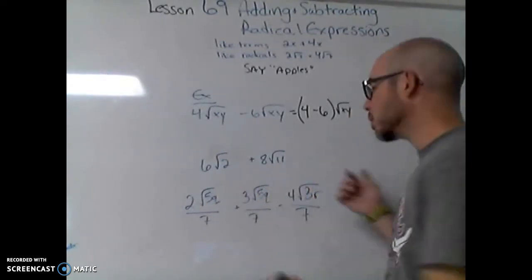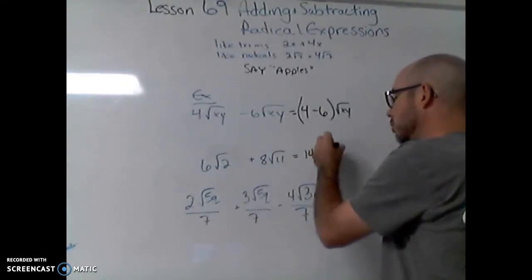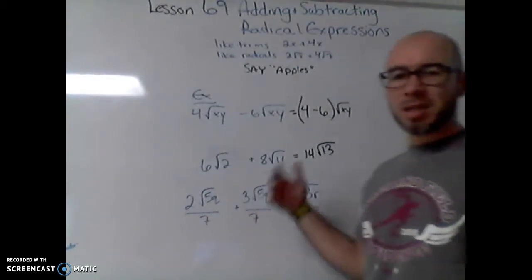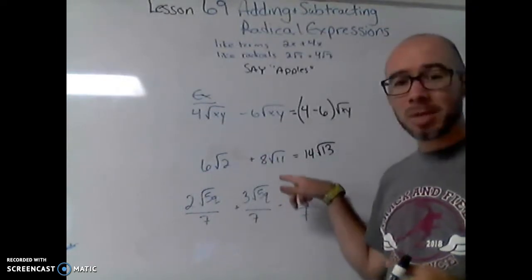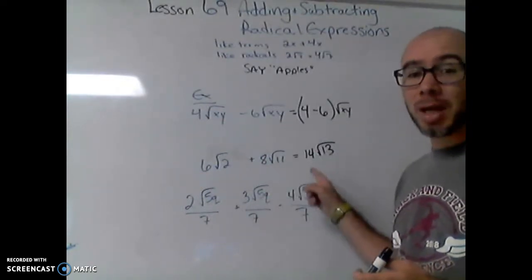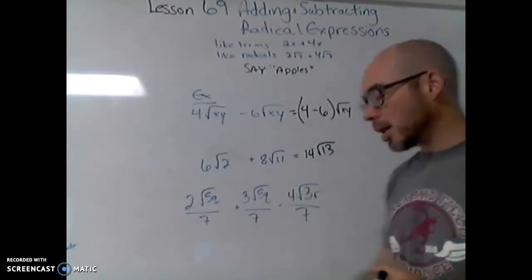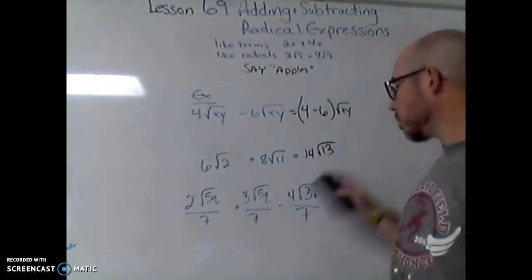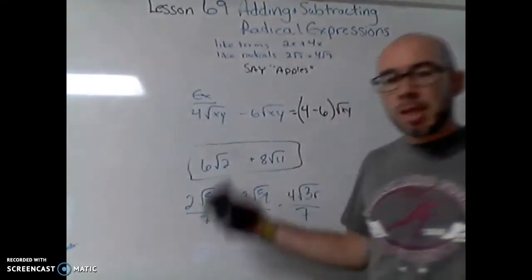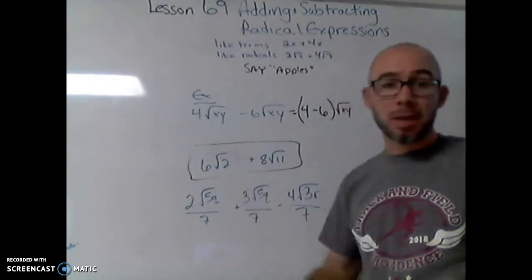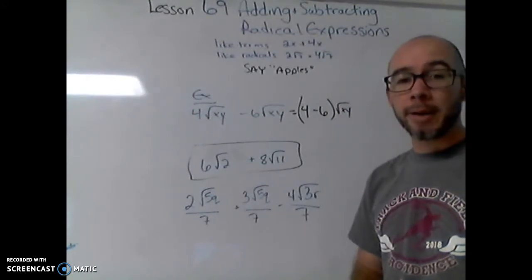Your tendency might be something like this: go 14 and root 13, but that is just complete hogwash. If you take out your calculator and you actually type this in and get some decimal answer, I guarantee you it will not equal this. It will not equal this. You cannot do that. That is like math heresy right there. This is the answer. There's nothing to be done. There's no combining, nothing to be operated on there. It is what it is.